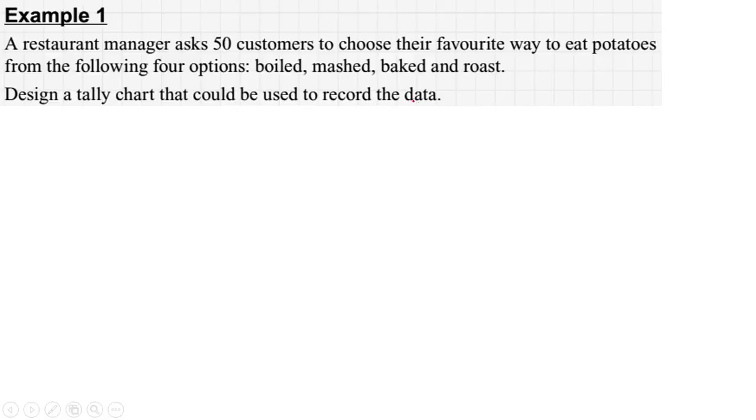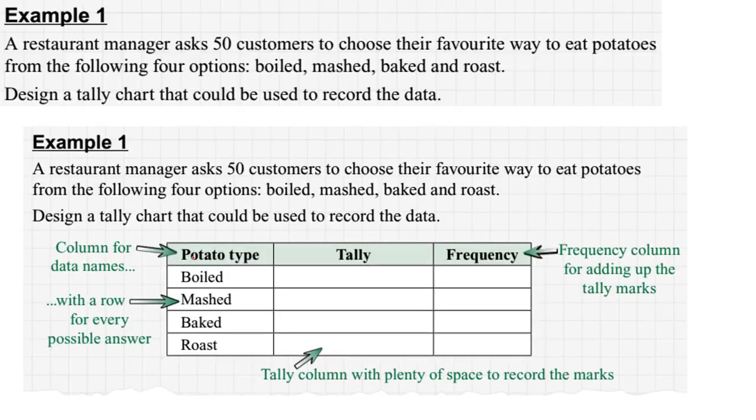Number one, you're going to have three columns. The first column would be about all the possible options you have in here. This is going to be about the potato type. We've got boiled, mashed, baked, and roast. And then for each one, you're going to need to have a tally where you're going to enter the responses.